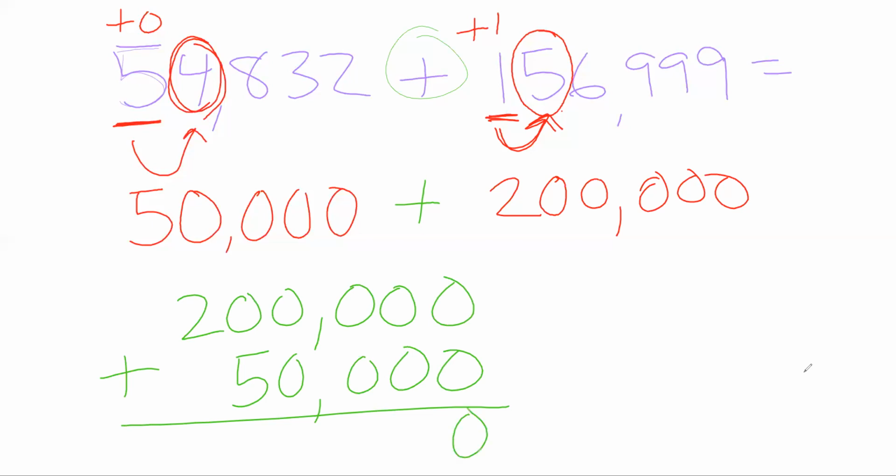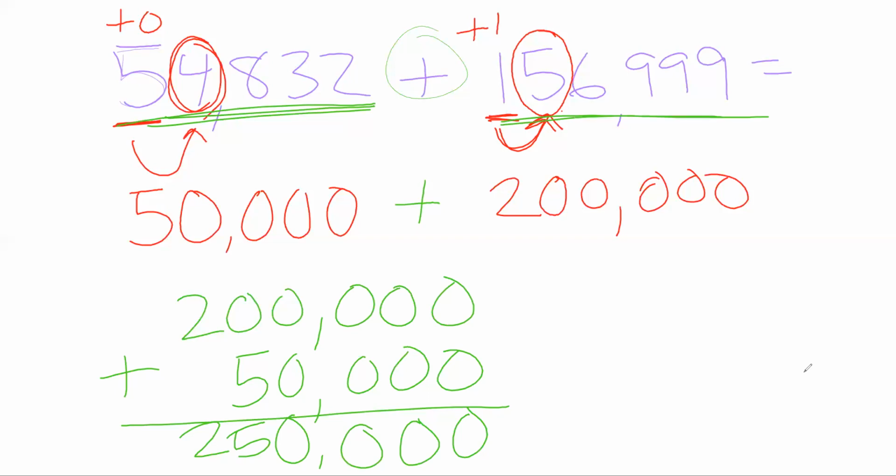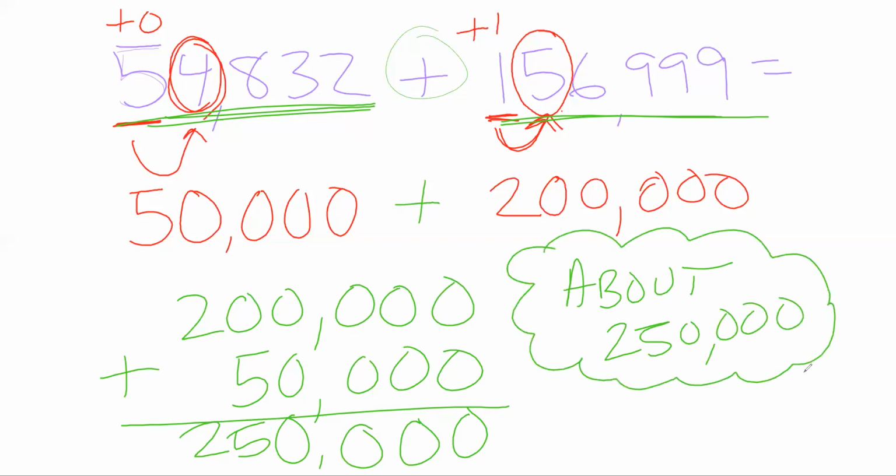We have 0 plus 0 is 0, 0 plus 0 is 0. See, this is why I love estimation. Look how quick this is. 0 plus 0 is 0, 0 plus 0 is 0, 0 plus 5 is 5, and 2 plus 0 is 2. So again, here's my answer. When I take 54,832 and I add it to 156,999, if I want the estimation, my answer should be about 250,000. About. Okay, well, my answer should be about 250,000.